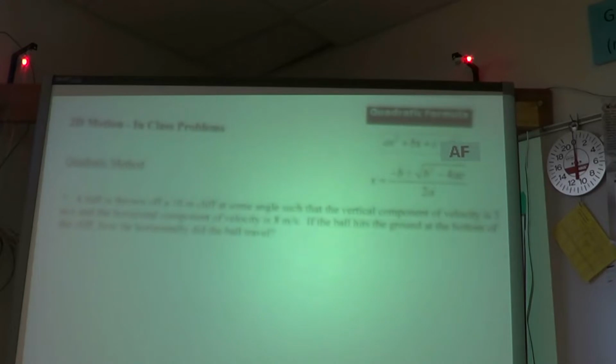A ball is thrown off a 10-meter cliff at some angle such that the vertical component of velocity is 5 meters per second and the horizontal component of velocity is 8 meters per second. If the ball hits the ground at the bottom of the cliff, how far horizontally did the ball travel?